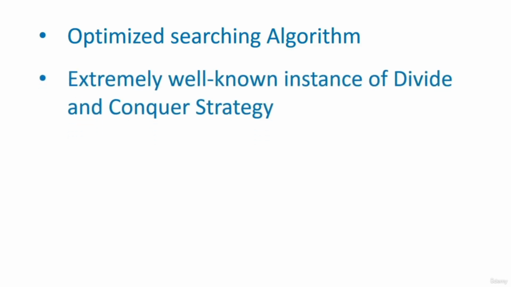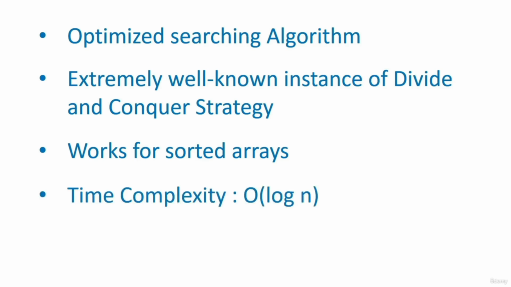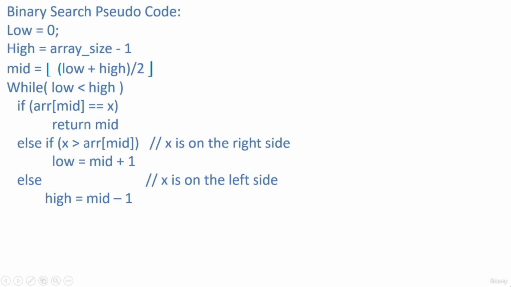It is a well-known example of divide and conquer strategy, in which we divide the main problem into a number of small problems and we try to solve them. Ultimately, we conquer the main problem. One more important point to remember about binary search is that it works for sorted arrays, and the time complexity of binary search is O of log n, which is way better than the linear search time complexity O of n. So here is the pseudocode for the binary search algorithm.